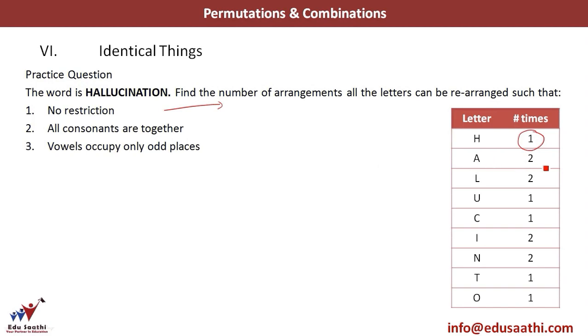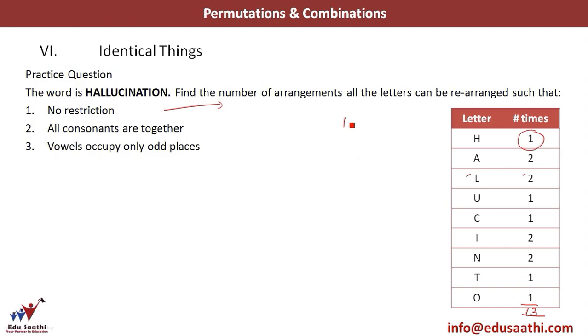I have A, which occurs twice. I have L, which occurs again twice. Then U, C, I, N, T and O. So I've just written the number of times each letter appears in the word hallucination. So if we count the total number of letters, all these add up to 13 letters.